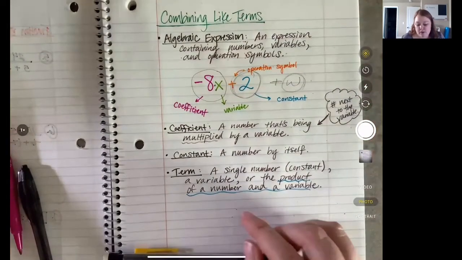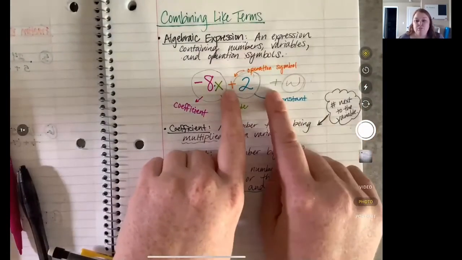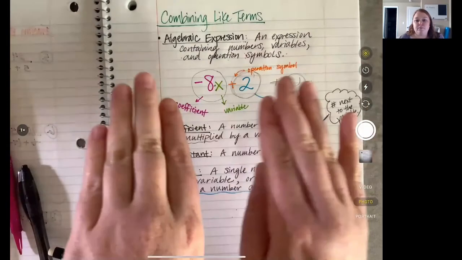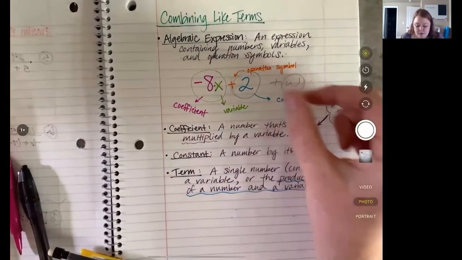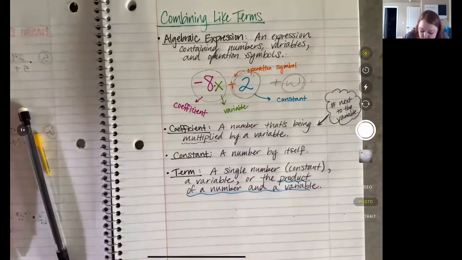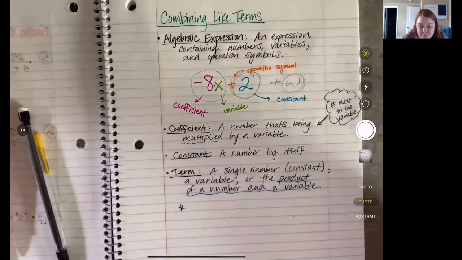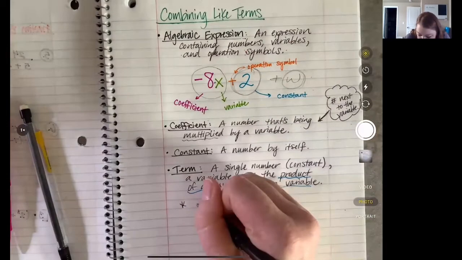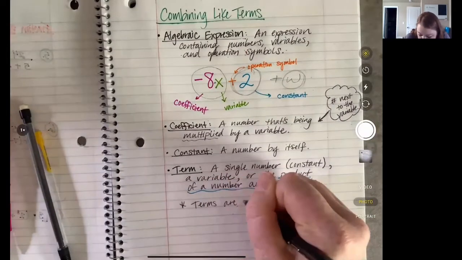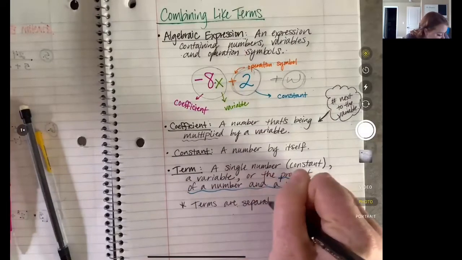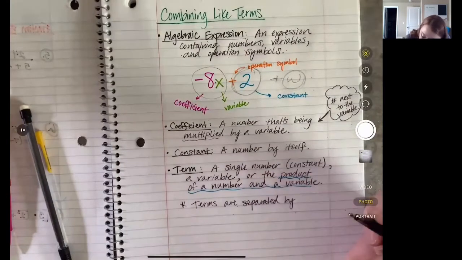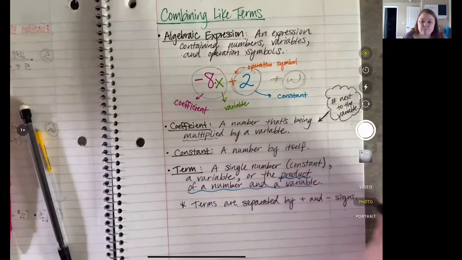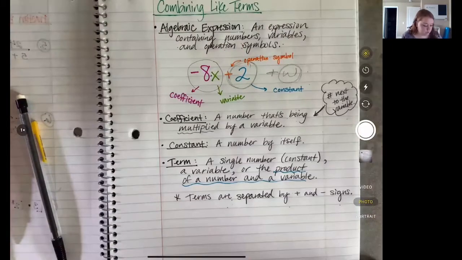So another way kids think about it is they just look at how many operation symbols there are and they go, oh, well, since there's 2 operation symbols, those separate the terms. I got a term here, term here, term here, okay? So if you like that way of thinking about it, you could write yourself a special note and say terms are separated by plus and minus signs. Okay, that could be a special note that you write.